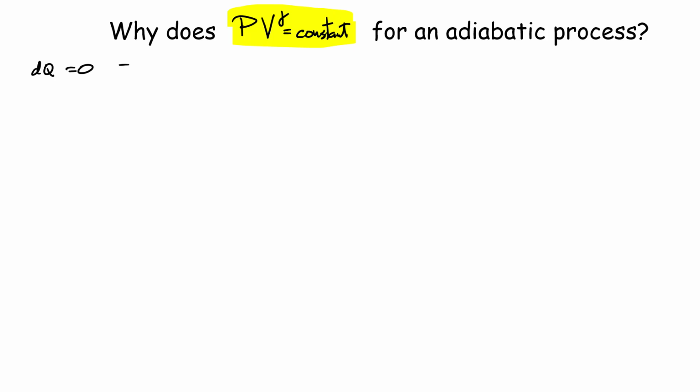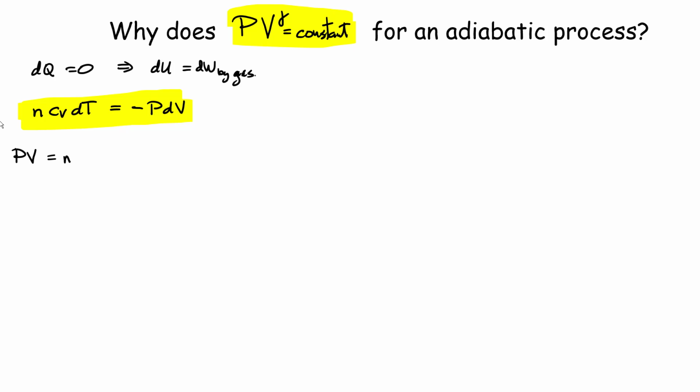The first law then reduces to a little bit of change in energy being equal to a little bit of work done by the gas. So now we substitute some values. For dU, we have n CV dT, and the work done by the gas is minus PdV. Now we have all three variables contained in one equation: T, pressure, and volume. So we have to try to eliminate that, and the way I do that is using the ideal gas law.